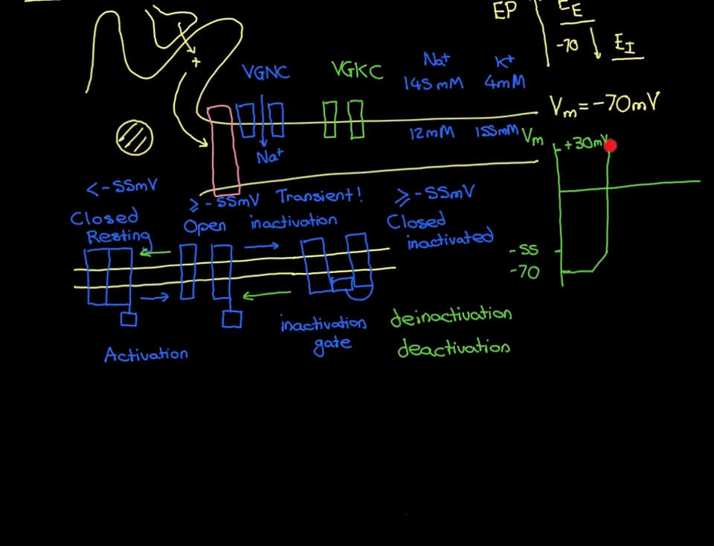So why does it stop then at plus 30? It's because the voltage-gated sodium channels were only in the open state transiently, and that time is up. They move now into the inactivated state. They go into the closed inactivated state, and therefore no more sodium ions come in. So in that tiny little bit of time, the voltage-gated sodium channels in this region of cell membrane have now closed.